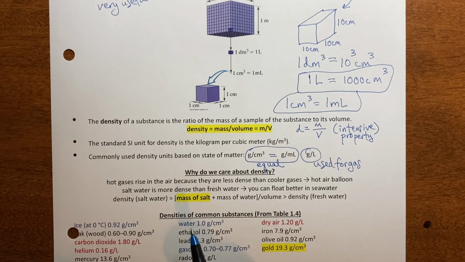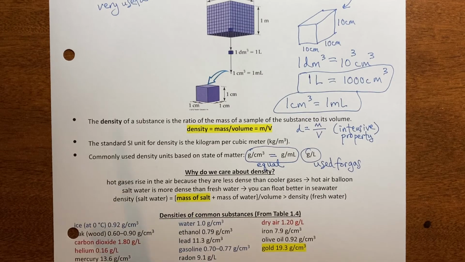And so we want to understand the chemical and physical behavior of gases. So density of gases is one thing that is important. Hot gases rise in the air because they're less dense than cooler gases. That's how a hot air balloon works. Talking about liquids, salt water is more dense than fresh water. You can float better in seawater.